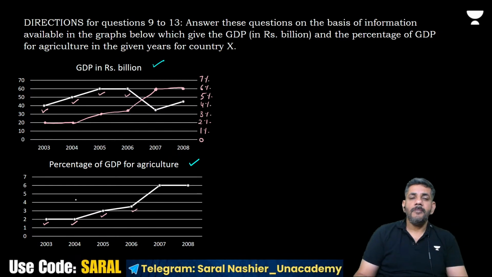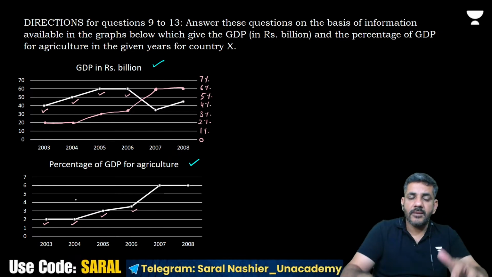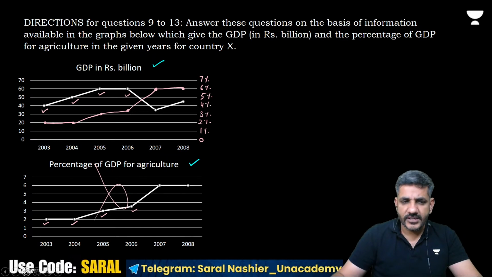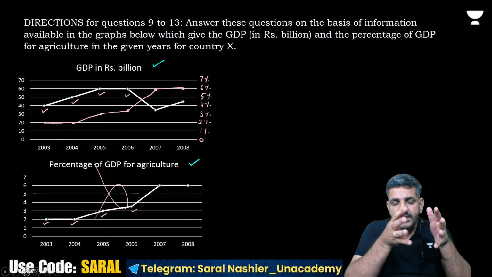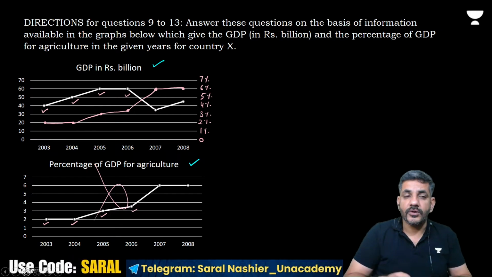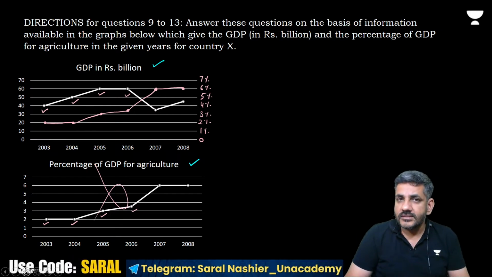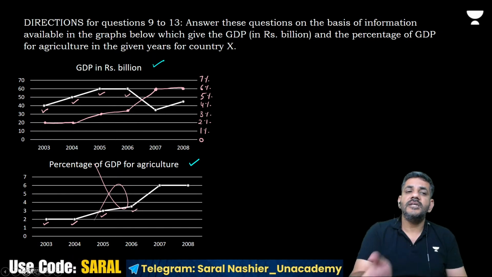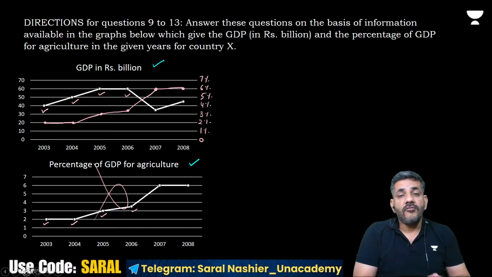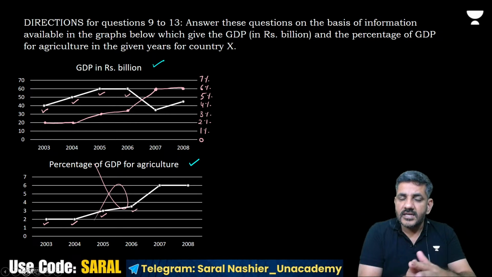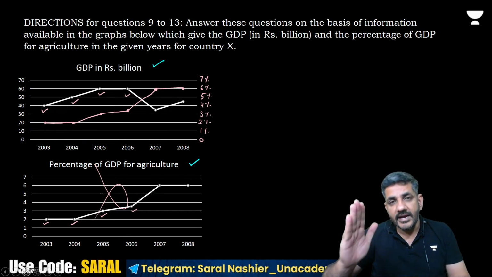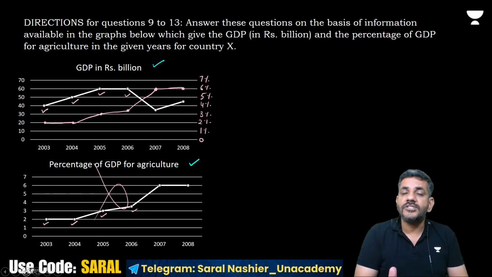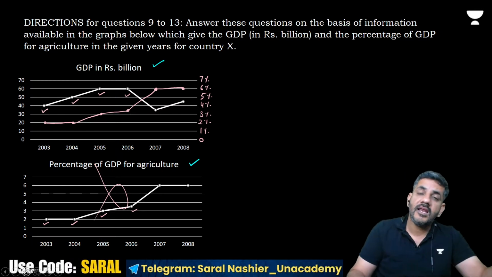So what would he say? He would write it in the same graph. Now you don't need the second graph actually. He would just show you the first graph and say that in this graph, the two lines are showing the GDP in billion rupees and agriculture as a percentage of GDP. But for agriculture as a percentage of GDP, you have to see the right axis. Whereas for GDP in rupees billion, you have to see the left axis.